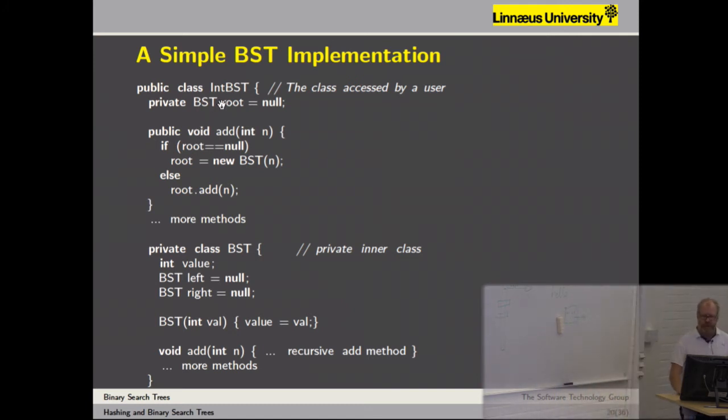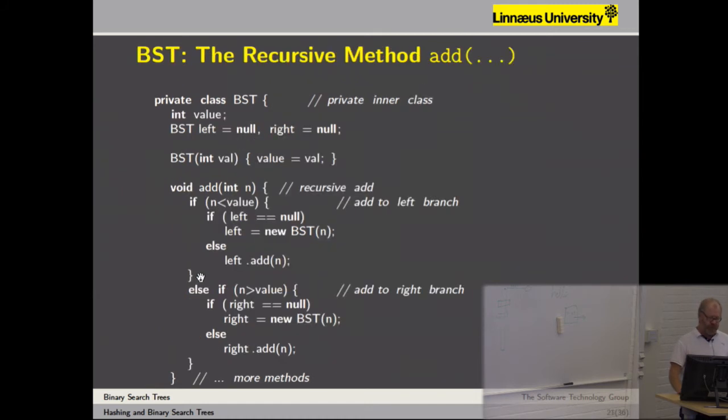So the methods in the int BST class are the trivial ones. It is the methods inside this one which are a bit more complex. I'm showing here the add method. And this is actually just code describing what I've just presented, the approach for adding something. We are asking one node, add something to yourself. If it is less than the current value, then we should go to left. And if the left is null, then we are adding it. Otherwise, we are asking the left child, add n to yourself.